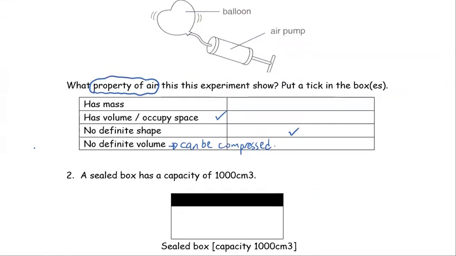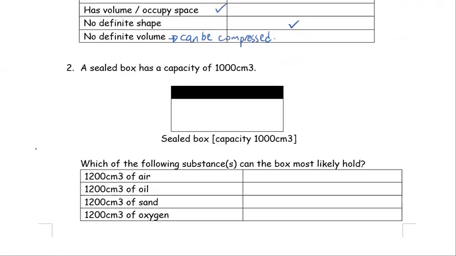Okay, so the next one. A sealed box has a capacity of 1000 cubic centimeters. Which of the following substances can the box most likely hold? So this is a capacity of 1000. That means it can hold a maximum of 1000 cubic centimeters of stuff, right? Can I put 1200 cubic cm of air in? 1200 cubic cm of oil? 1200 cubic cm of sand and oxygen?